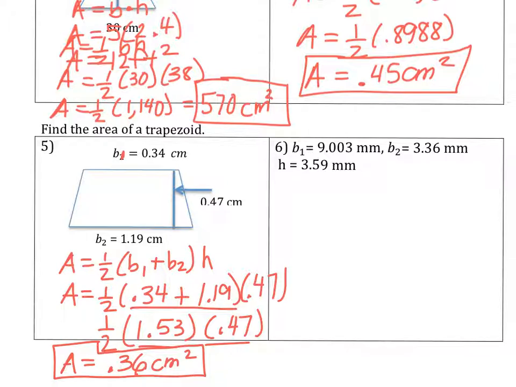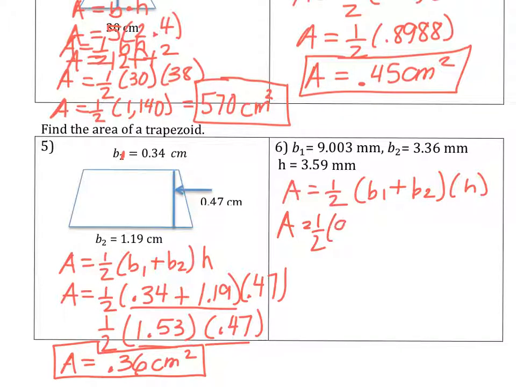Let's try that again. We are again finding the area of a trapezoid for number 6. We have our base 1 plus our base 2 times our height. We are going to plug in what we know. I know my base 1 is 9.003 millimeters plus base 2, which is 3.36, times my height, which is 3.59.